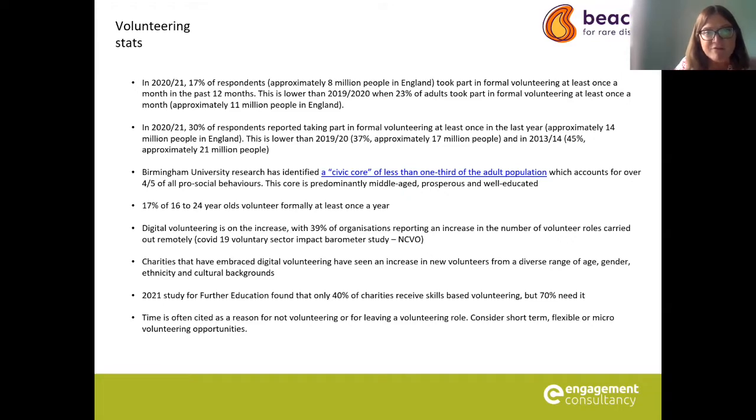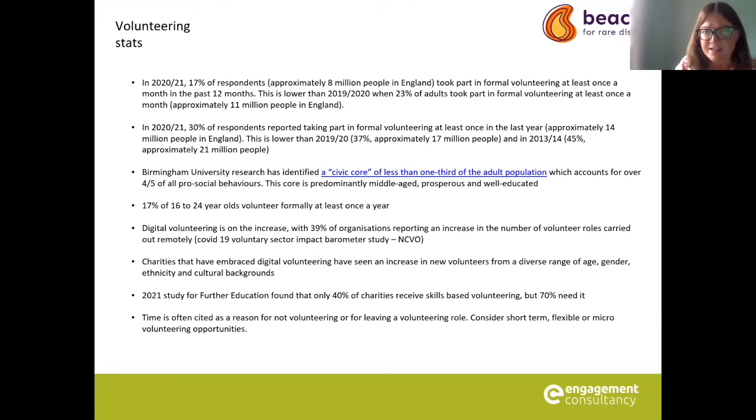But really, the charities that are embracing digital volunteering are the ones that are seeing an increase in new volunteers from a diverse range of ages, genders and cultural backgrounds. They're the ones that are bucking the trend in the general decline in volunteering and really improving their numbers.